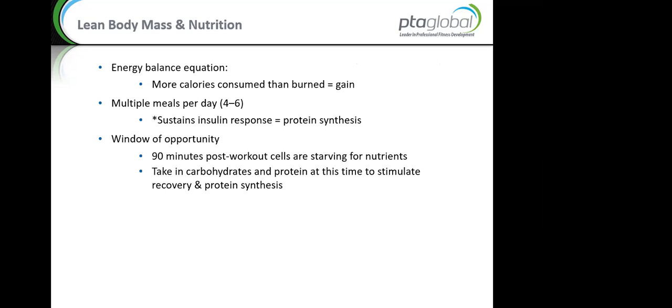So in order to actually gain muscle mass, the typical recommendation is multiple meals per day, typically 4 to 6. What that does is help sustain an insulin response that drives protein synthesis. If I were to eat all the calories I needed at one time in the day, I wouldn't get as effective a muscle gain result as if I were to break up my food consumption into those 4 to 6 meals.